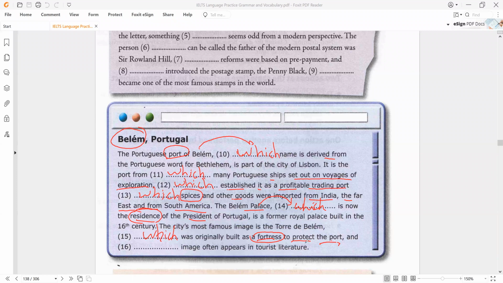حصن, yes, حصن للدفاع, to protect the port. And number 16. And whose image? Because I'm talking about image here. Often appears in tourist literature. Okay, so this is in tourist literature. Okay, let's finish the rest.